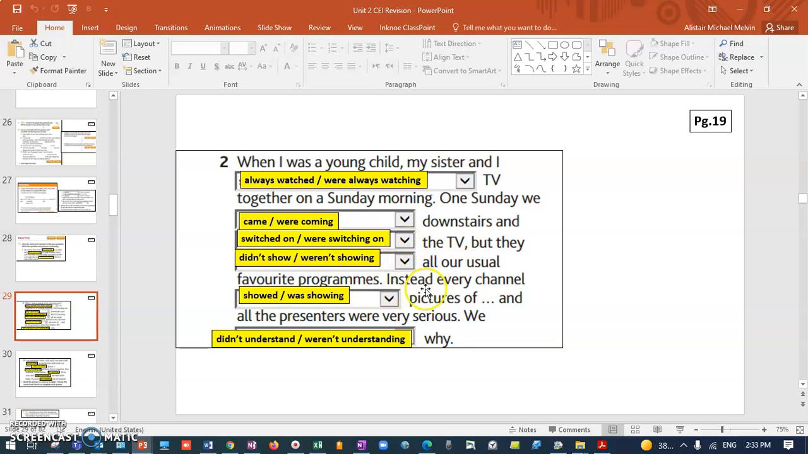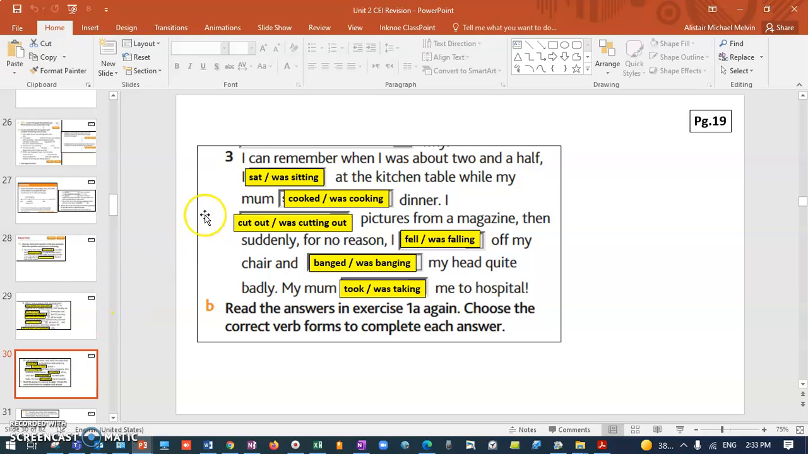Instead, every channel was showing pictures of something we didn't understand why. Okay, understand is never in continuous. It's a state verb. Okay, let's do number 3. I can remember when I was about 2.5, I was sitting at the kitchen table while my mum was cooking dinner. So it's 2 things at the same time.